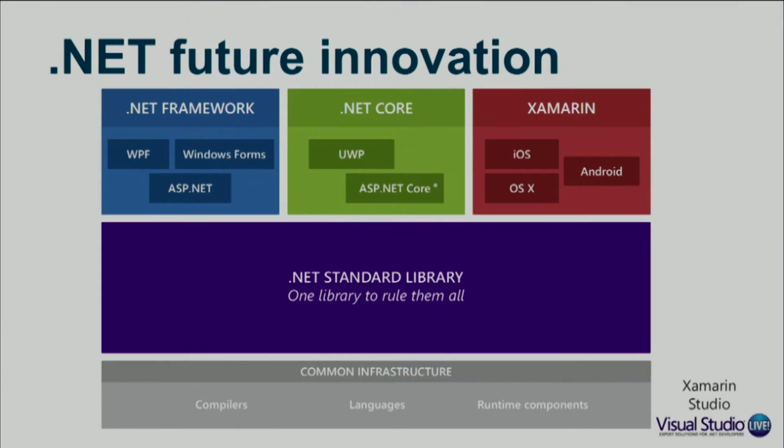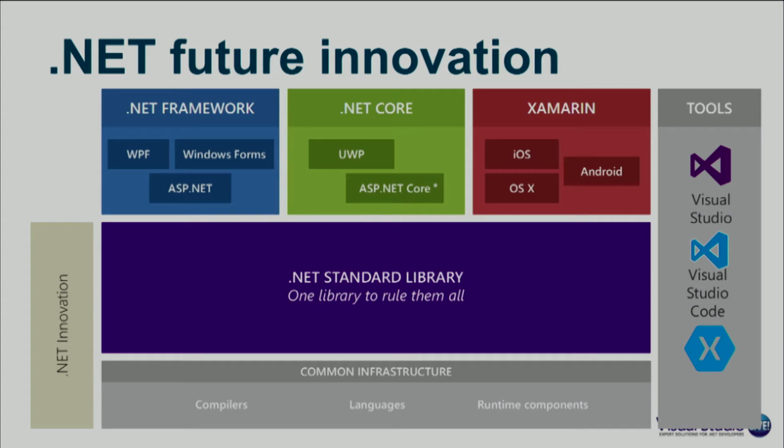So we've got this future innovation concept that we're looking at, and we're going to innovate across all of .NET with our .NET Standard Library and then our common infrastructure tools. But we're also going to give you those editor tools, I've started calling them studio tools, like Visual Studio Code and Xamarin Studio that you can use wherever you are that you need to develop .NET code, right?